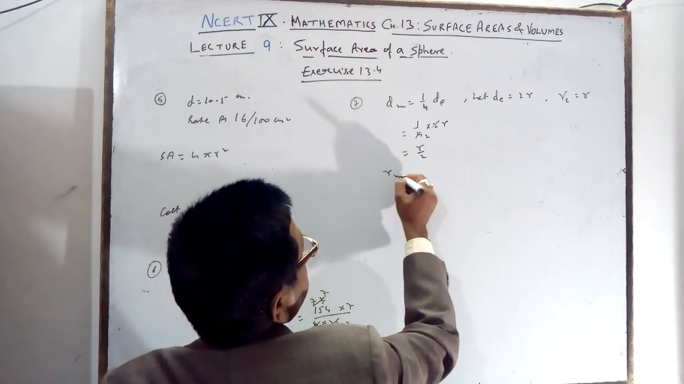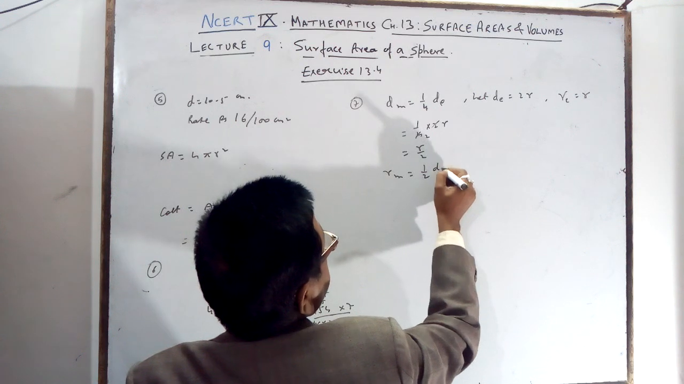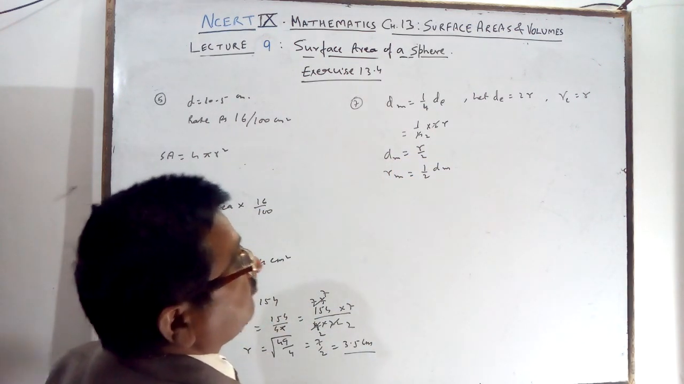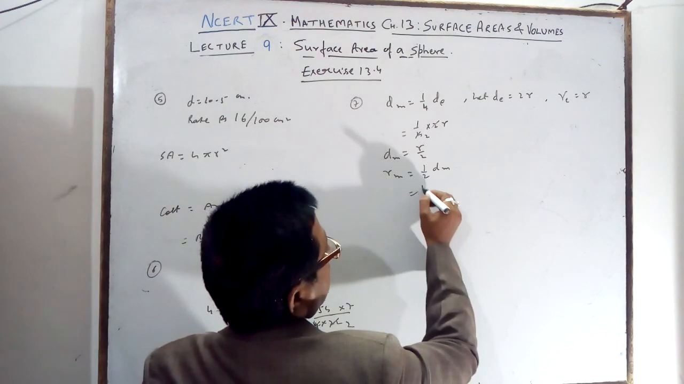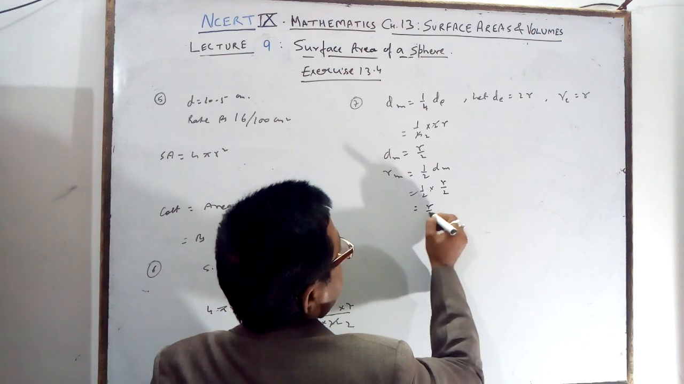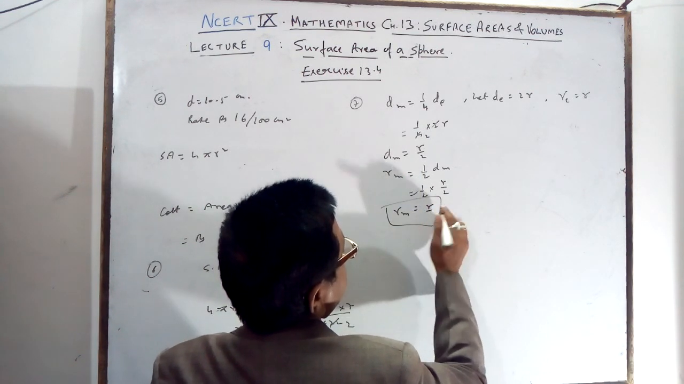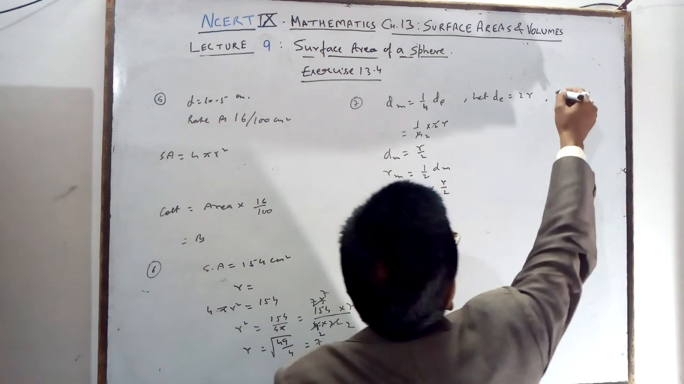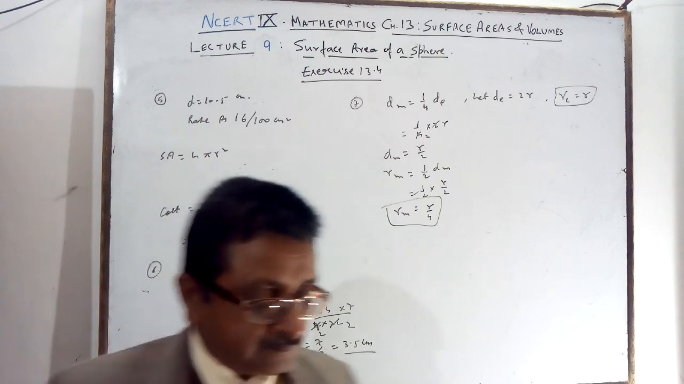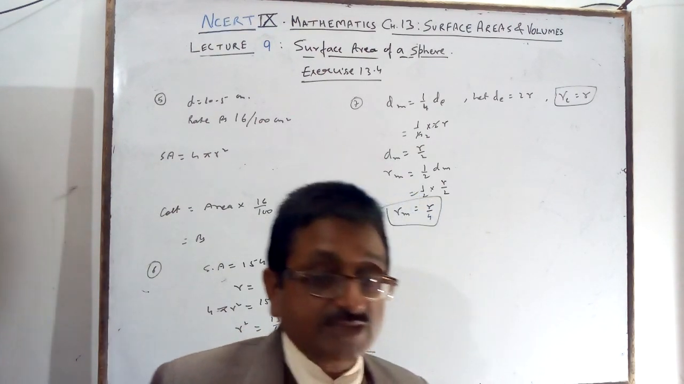So radius of the moon will be half of the diameter of the moon. You are getting the diameter of the moon is r by 2. So half into r by 2, that is r by 4. It is the radius of the moon. Radius of the moon and radius of the earth you know. What is your question? Your question is find the ratio of their surface areas.